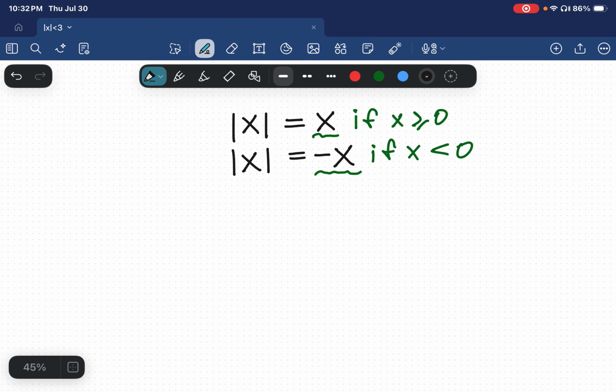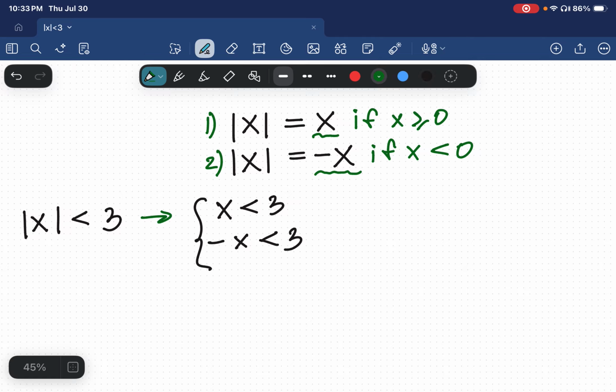Now consider our original inequality. Absolute value of x is less than 3. And now we will just use the definition of absolute value. No matter which case we are in, case 1 or case 2, the expression inside the absolute value, in our case x, must be less than 3, and the opposite of this expression, which is negative x, also must be less than 3.